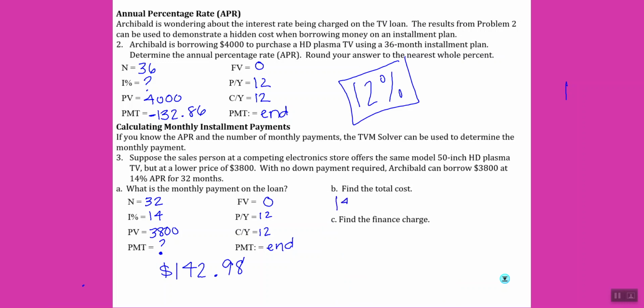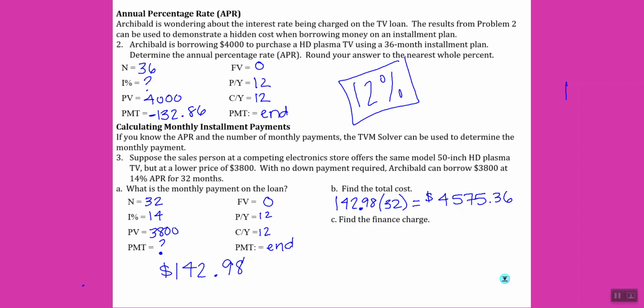So find the total cost. We're going to pay $142.98 32 times because it's a 32-month loan. So in the end, Archibald will end up paying $4,575.36.